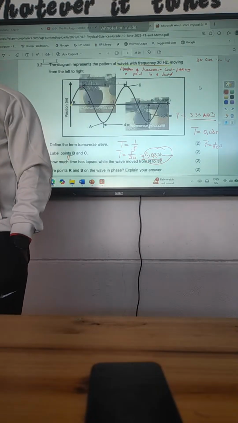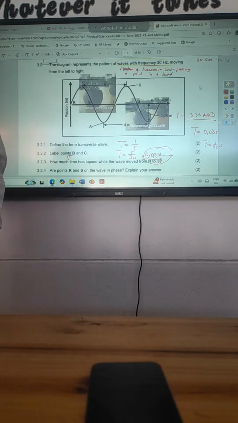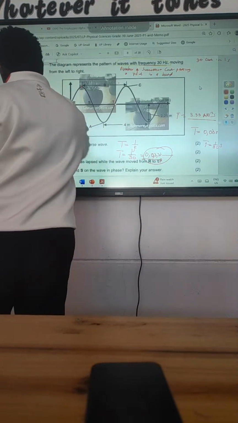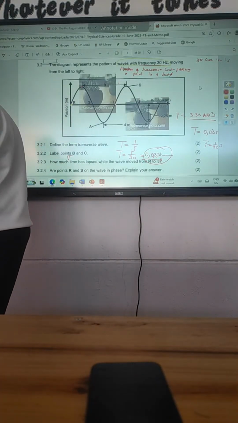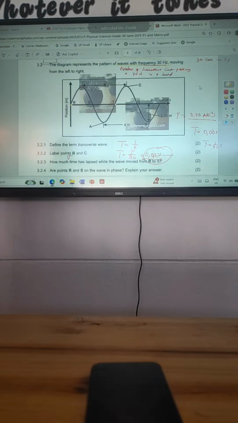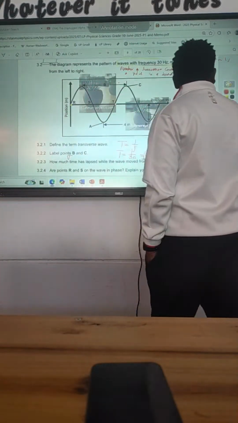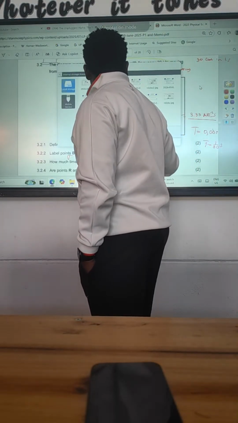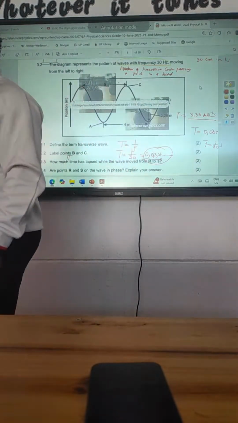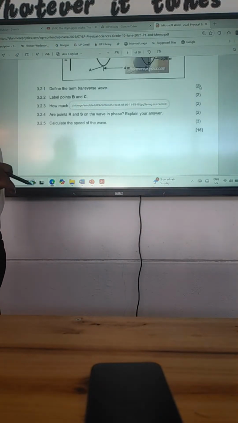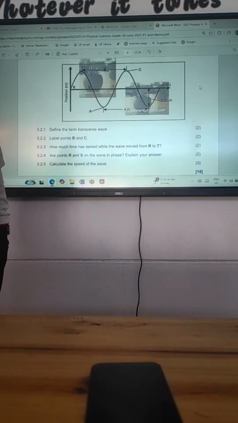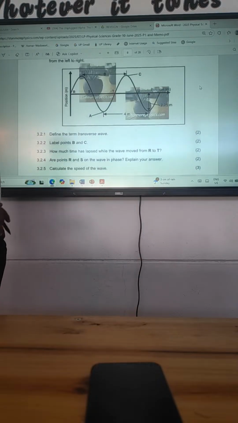Make sense? Now let's calculate the speed of the wave. We still have space this side for 2.2.5. The question was to calculate the speed of the wave. I will save this so that you can see the question. All right, we now want to calculate the speed of the wave. What will be the speed of our wave?